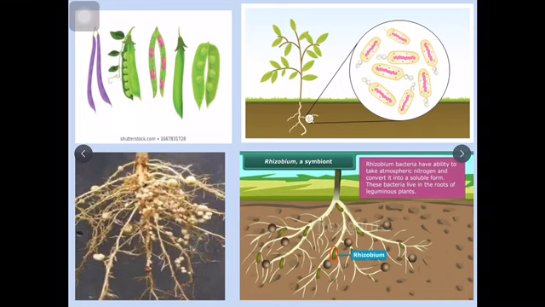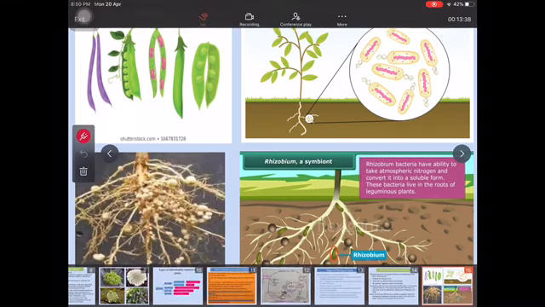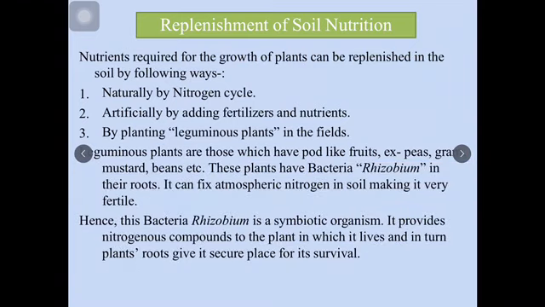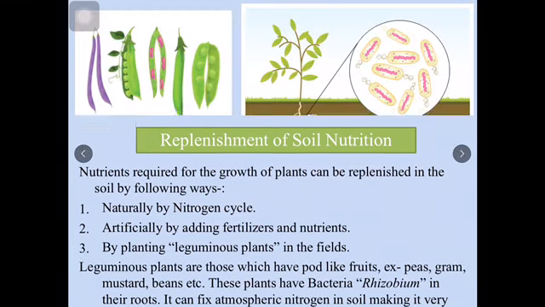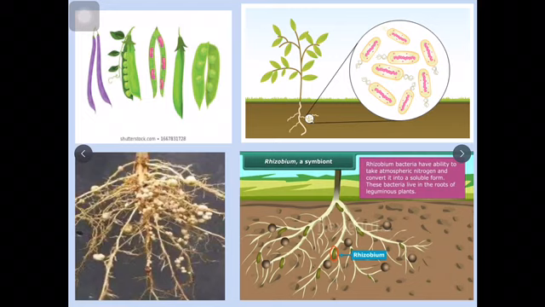So we can enrich the soil in three ways. Again you see: naturally by nitrogen cycle which is taking place in nature, artificially by adding fertilizers and manures and nutrients, and by planting leguminous plants in the field. Why leguminous plants? Because they have rhizobium bacteria in their roots.